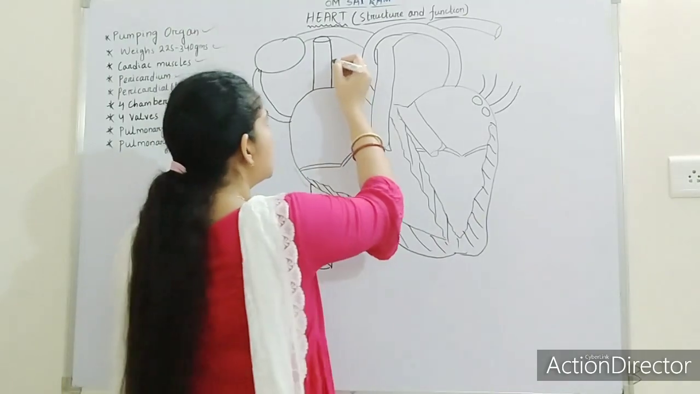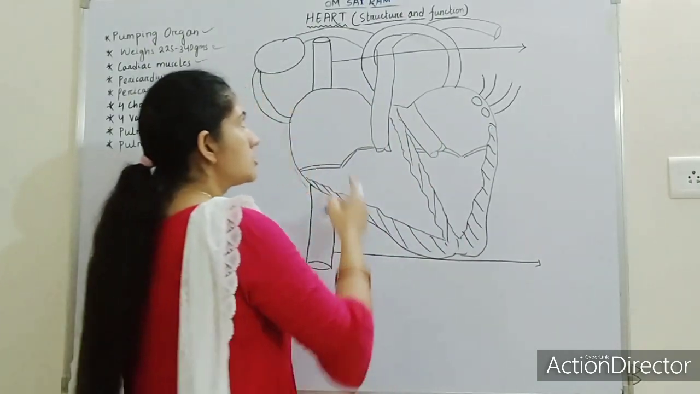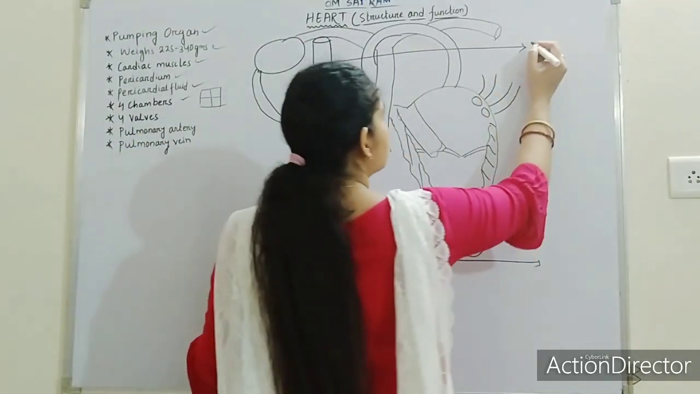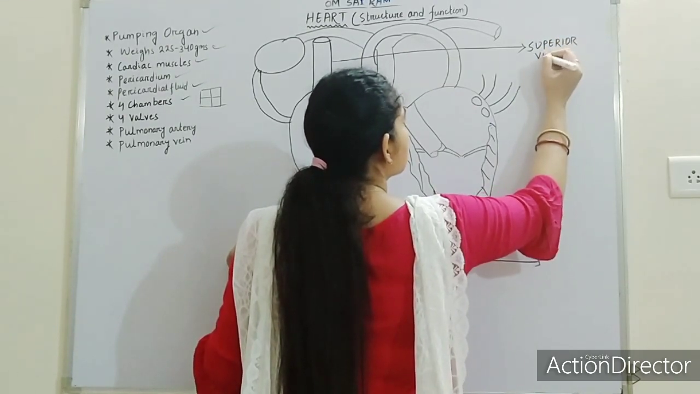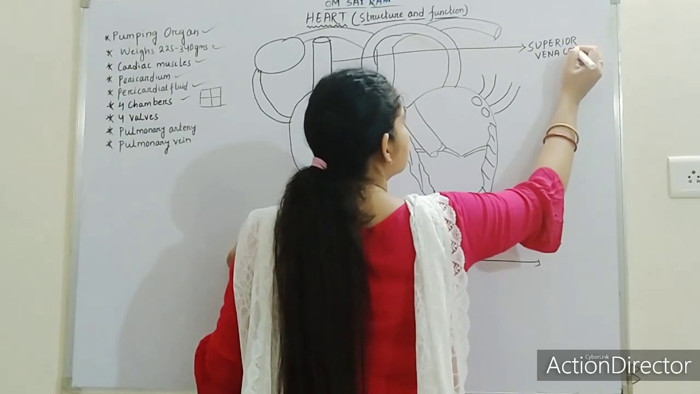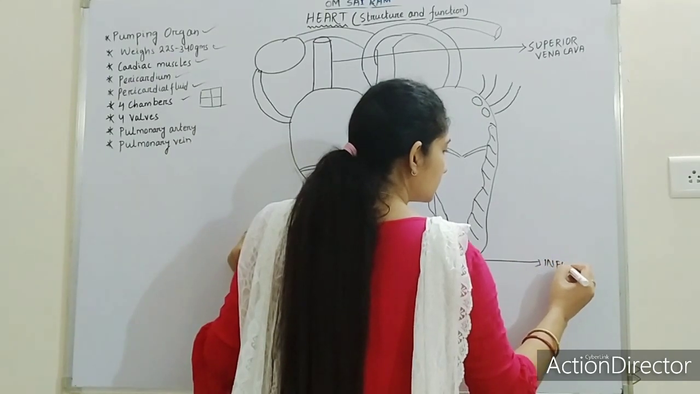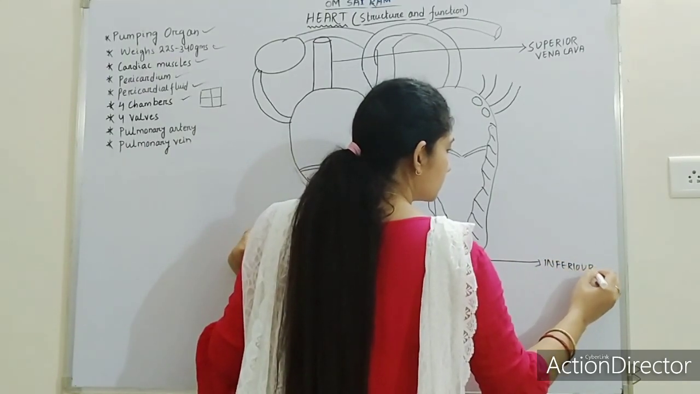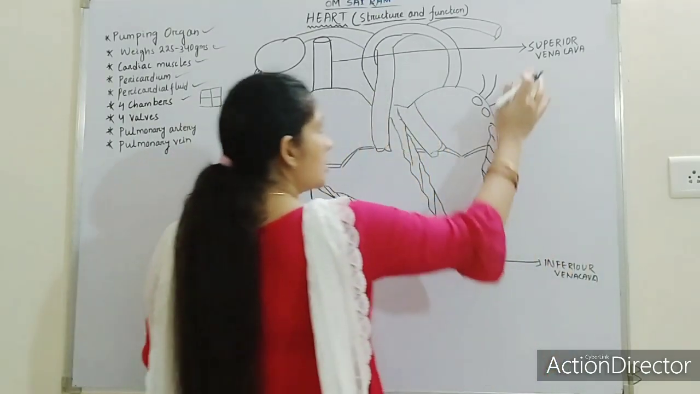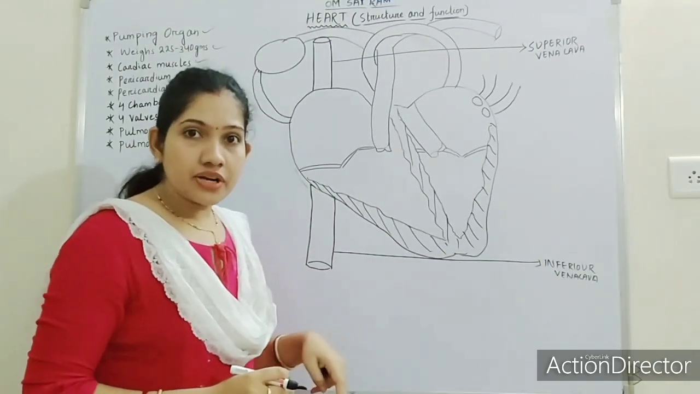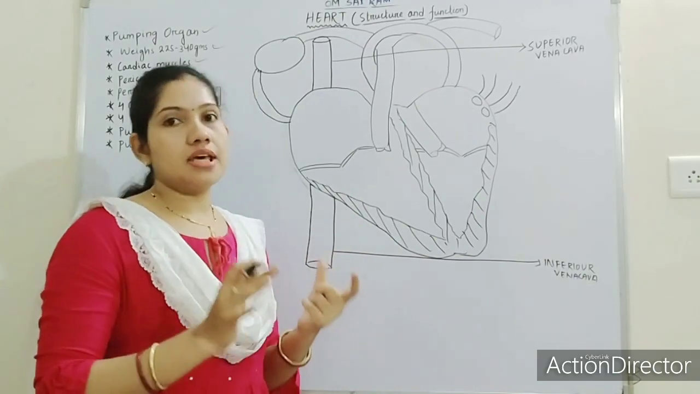So I can label it. While discussing one by one, I will also label the parts. So this one is the superior vena cava. And this one is the inferior vena cava. Superior vena cava and inferior vena cava. Remember, the superior and inferior vena cavas are the largest veins in a human body.